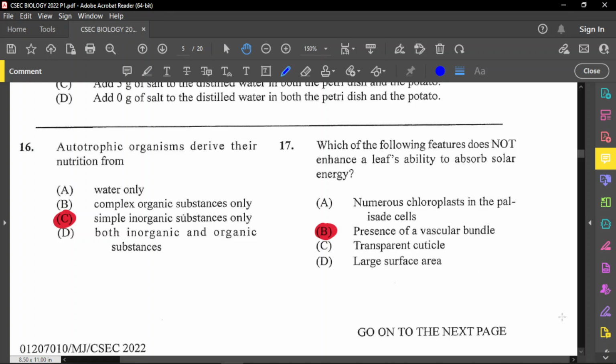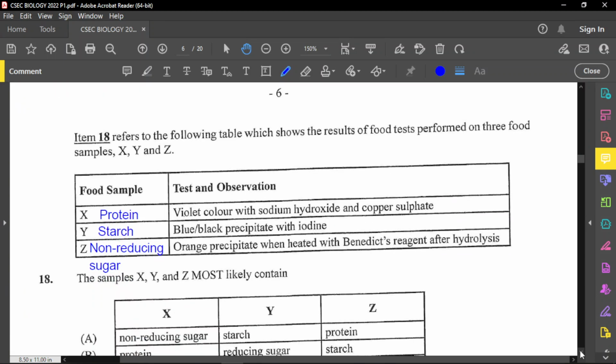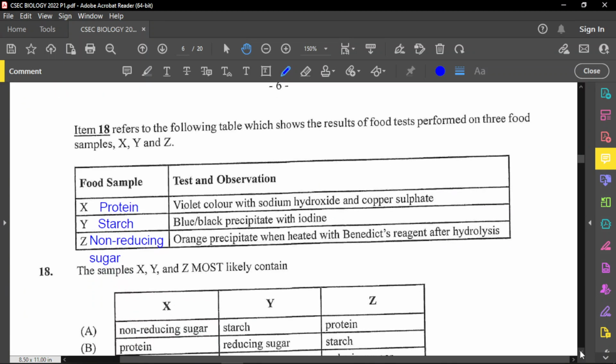All right. So jump into question number 18 now real quick. Again, I'm going to try to go through as fast as possible, but bear with me with some of the questions because we really need to explain certain things, yeah? Now for question number 18, it says, refer to the following table, which shows the results of food tests performed on 3 food samples X, Y, and Z.